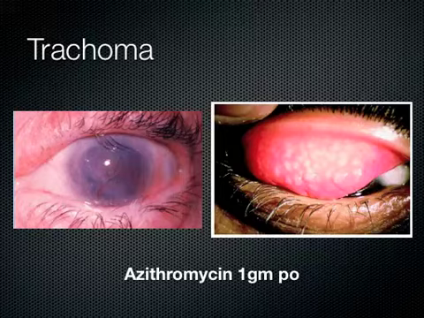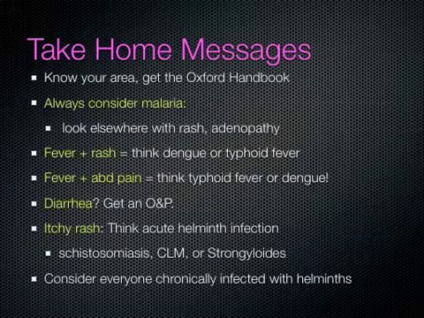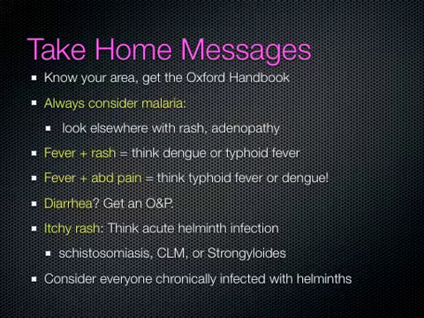It's pretty amazing. Okay, that was a lot of information. We're going to focus on some take-home messages. I'm going to repeat some mantras here for you. Remember, get that Oxford Handbook before you go. It's going to be super helpful and will fit in your fanny pack or any other bag that you're bringing. Fever, malaria. Always consider it. If there's fever and a rash, it's probably not malaria. Then it's probably dengue or typhoid fever. Fever and rash, dengue, typhoid.